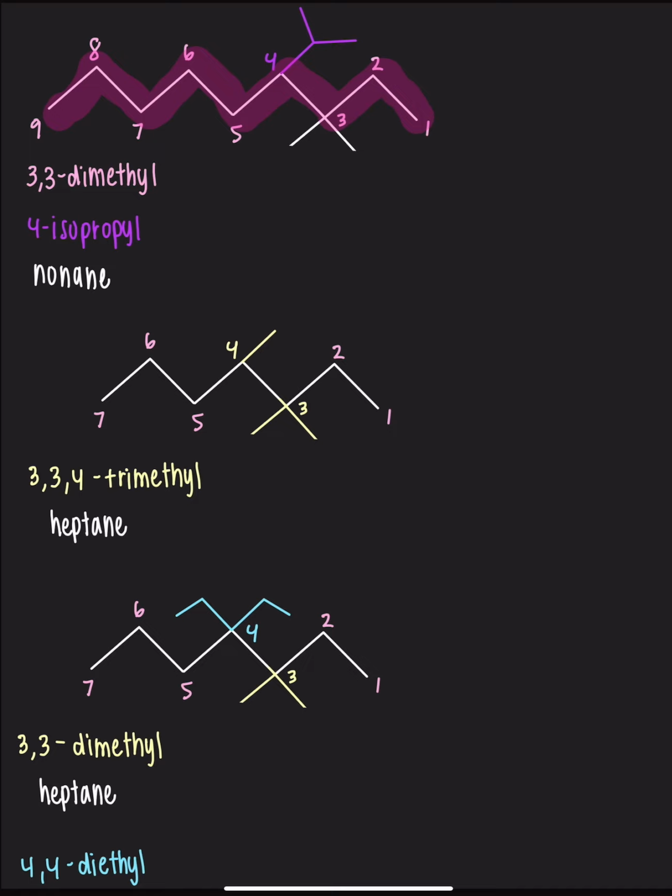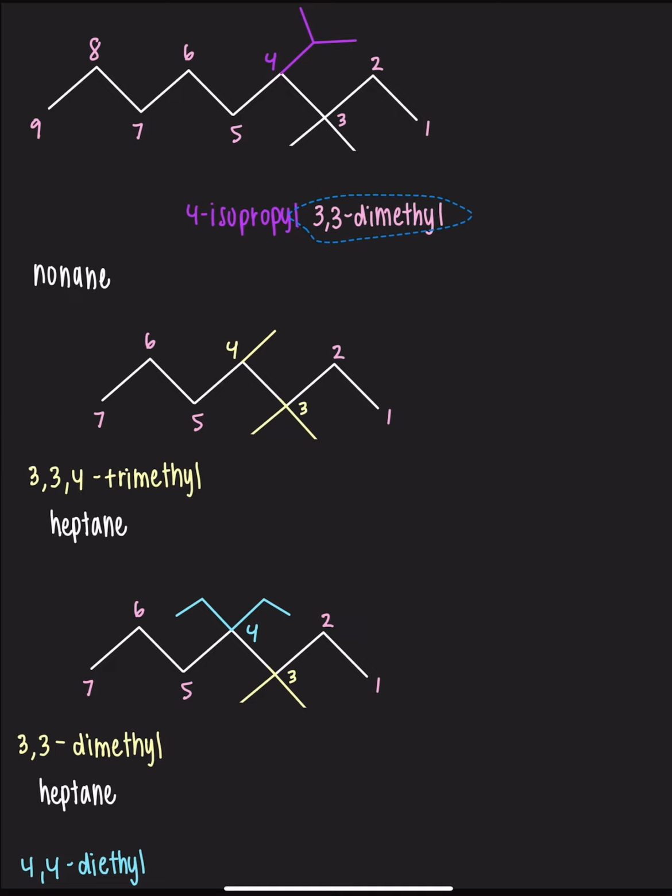So, now you have to put all that information together. So what is going to have priority, the isopropyl or the methyl? And what I mean by that is the I or the M. What comes first in the alphabet? The I comes before. So it's going to be 4-isopropyl. Then you're going to have 3,3-dimethyl.